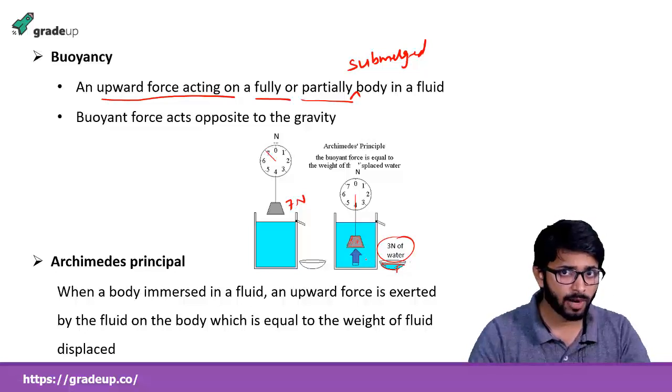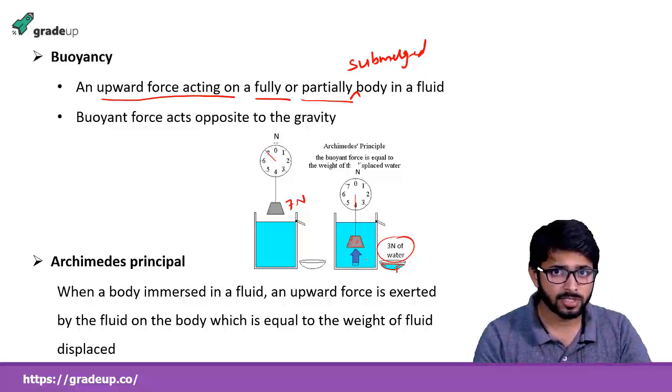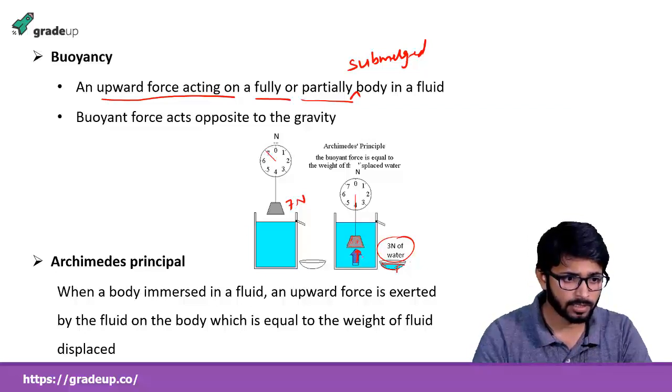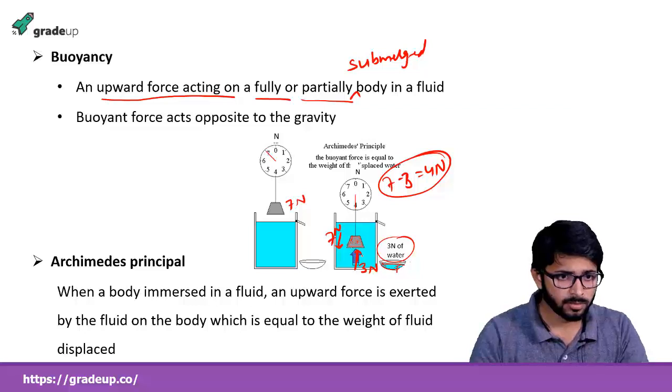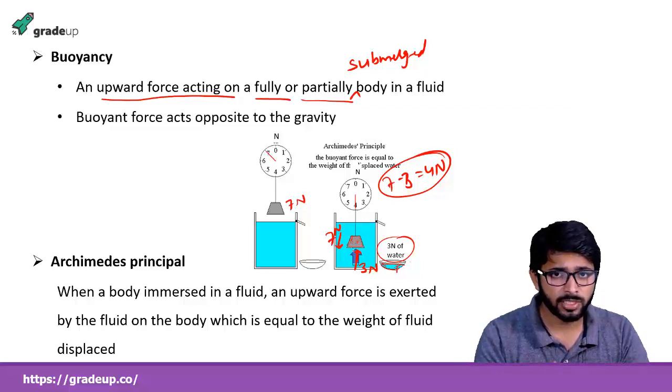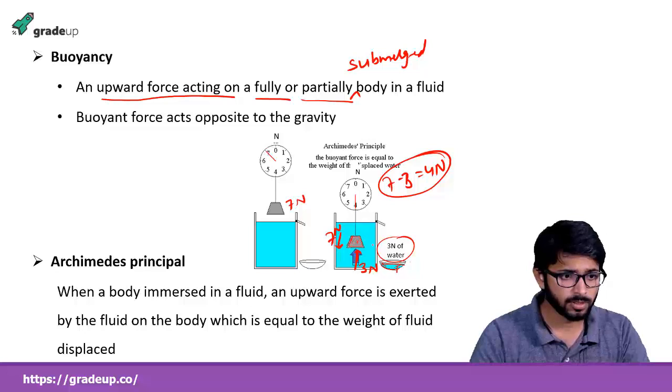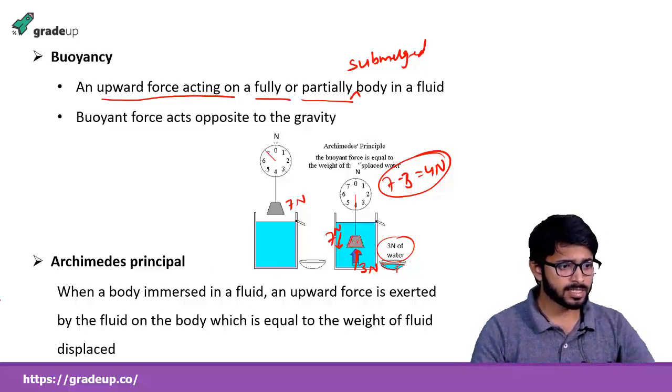That much amount of water is coming out from the tank, and that force will be acting by the fluid in the upward direction on the body. So 3 Newton force will be acting upward on the body. Earlier it had 7 Newton acting downward, and now it is showing 4 Newton, which is 7 minus 3. So this is the condition of weightlessness. This buoyancy force arises due to the difference in the density of body and the fluid. This is the Archimedes principle.